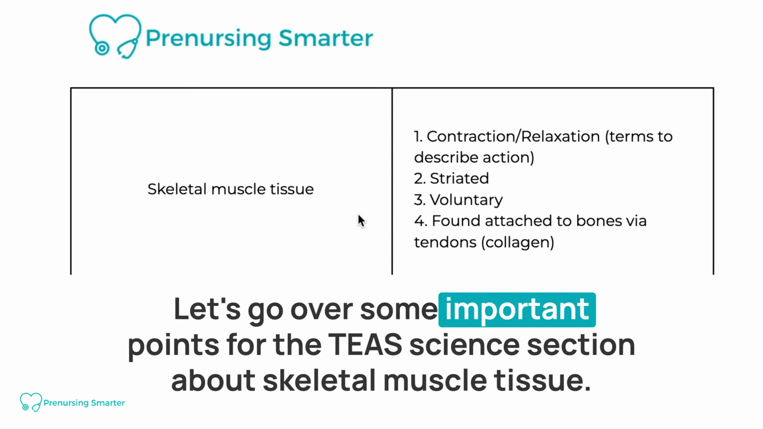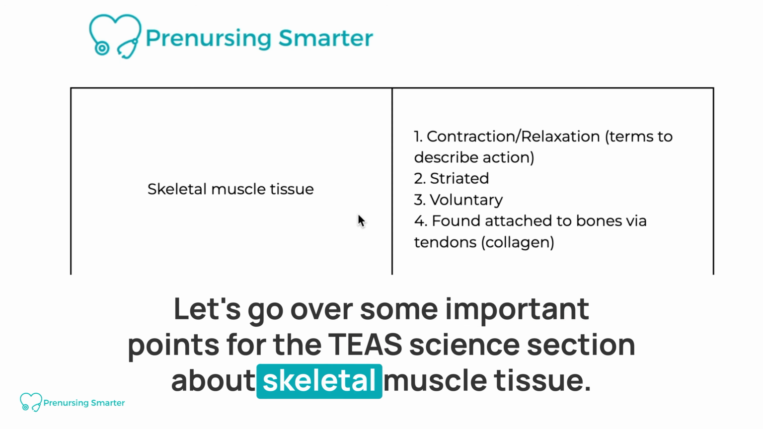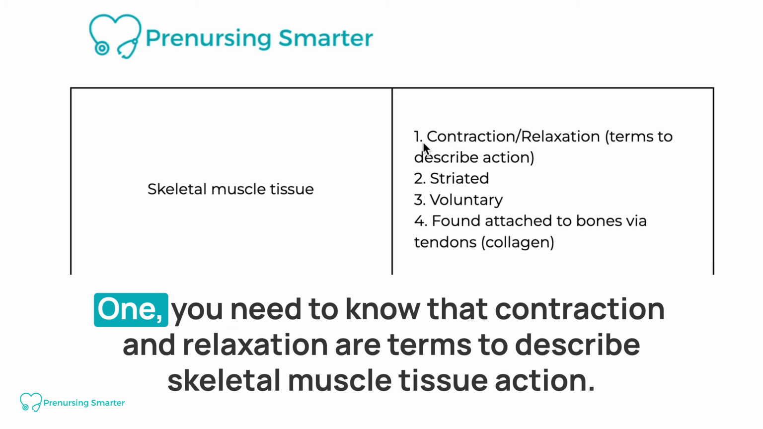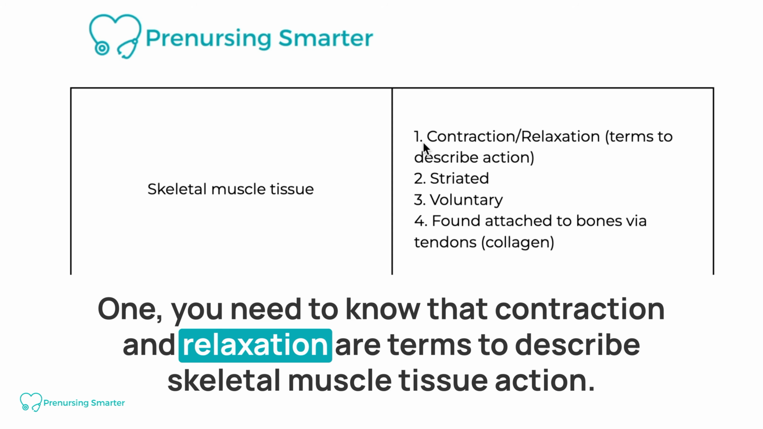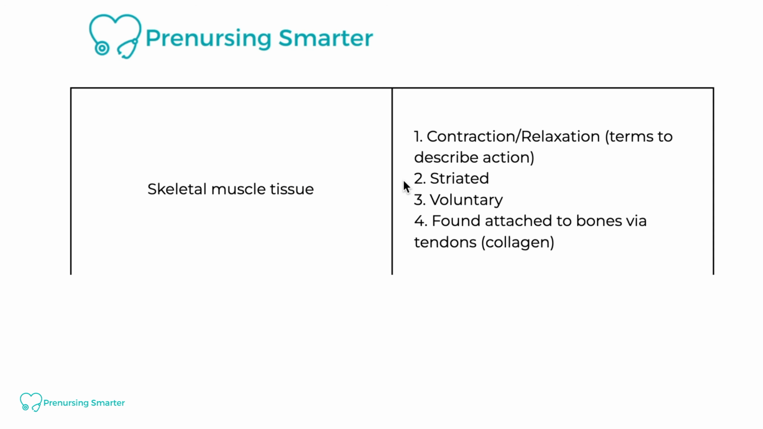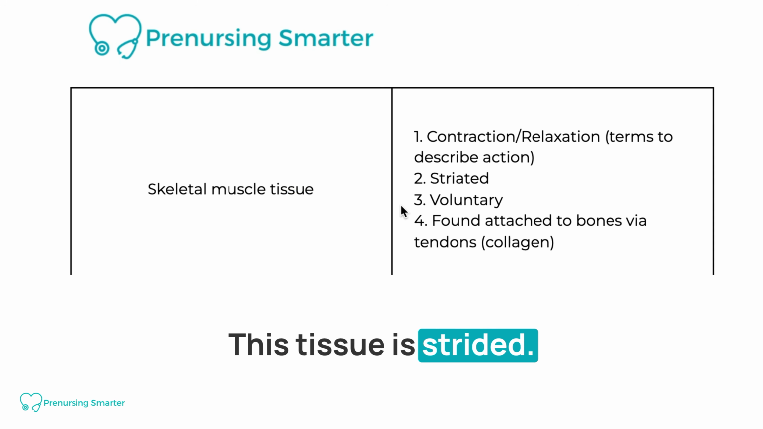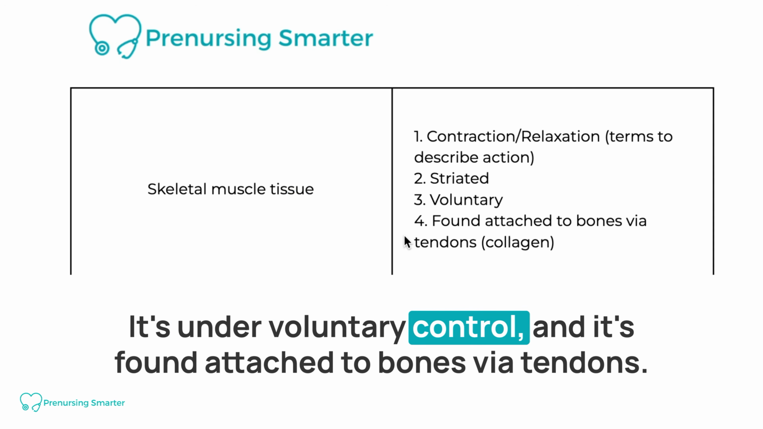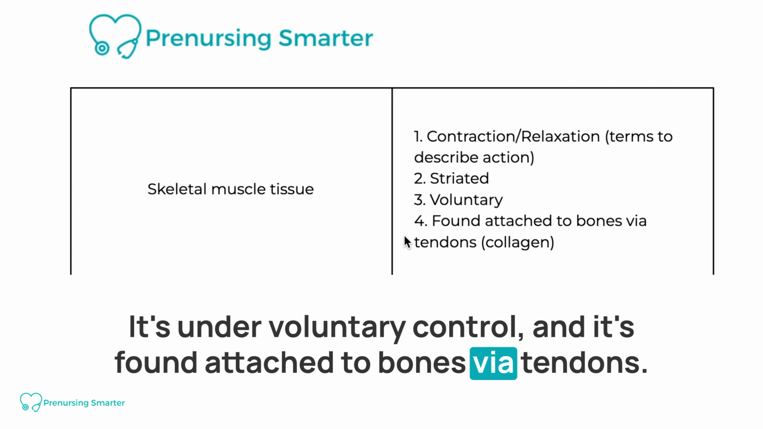Let's go over some important points for the TEAS science section about skeletal muscle tissue. One, you need to know that contraction and relaxation are terms to describe skeletal muscle tissue action. This tissue is striated, it's under voluntary control, and it's found attached to bones via tendons.